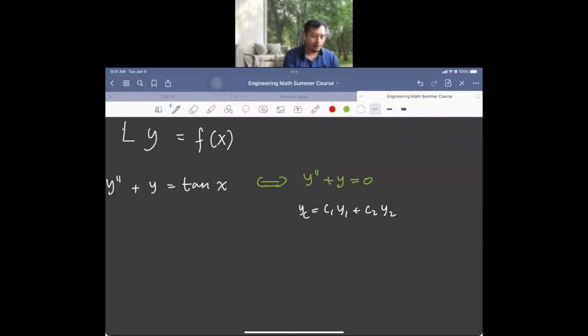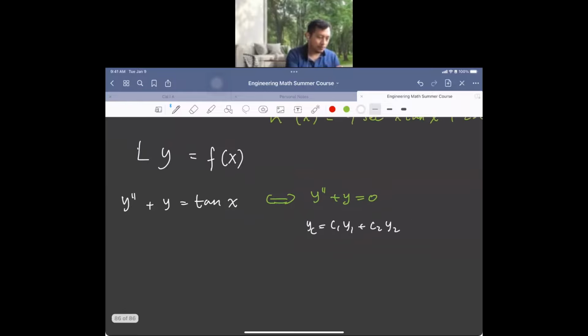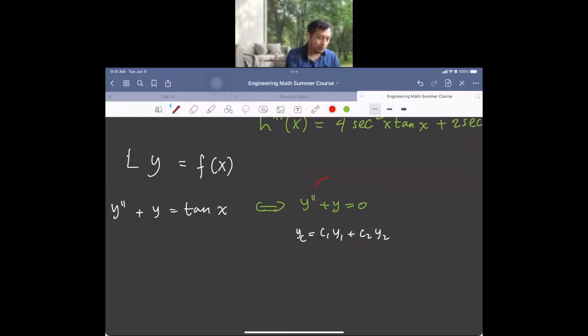And for some guesses, this might come up as using m squared plus 1 equals 0. So m is plus or minus i, right? And using Euler, you get the idea that this might have cos x and sine x. Okay, alpha is 0, beta is 1.